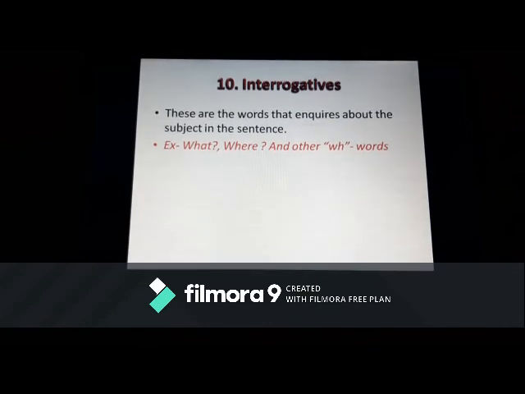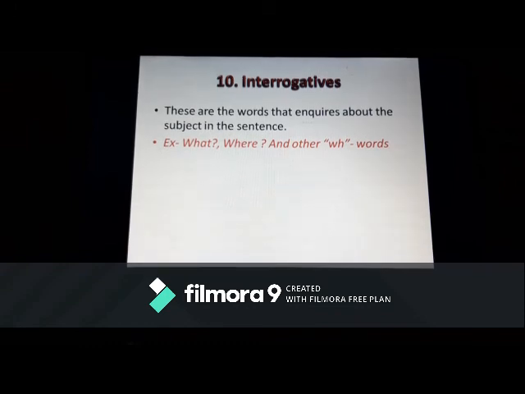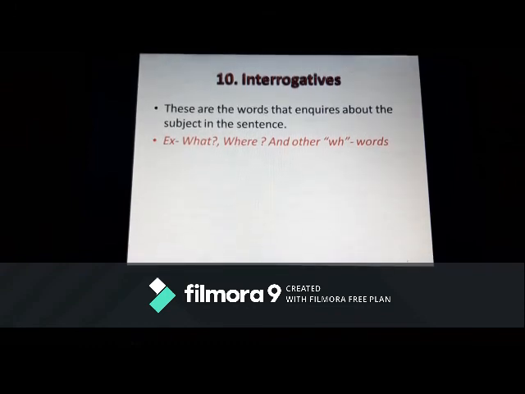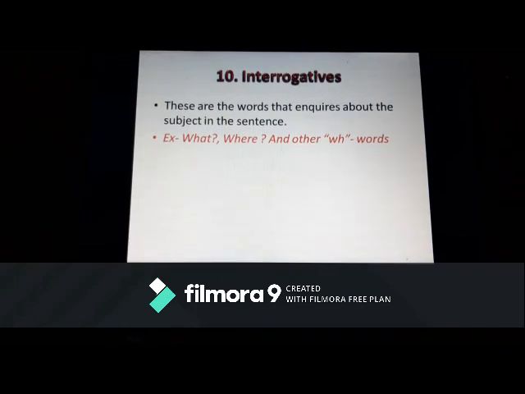Okay, so thank you very much. This was the explanation of interrogatives and other types of determiners. With this, I would like to end the topic determiners. In the next video class, you will be assigned some assignments and other exercises which you need to complete in your respective English copy. Thank you.